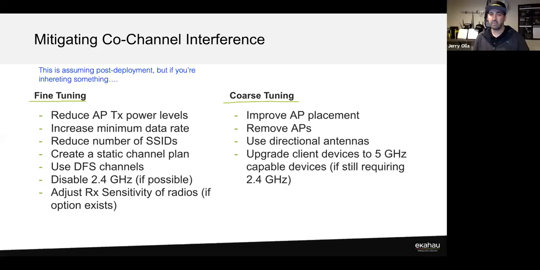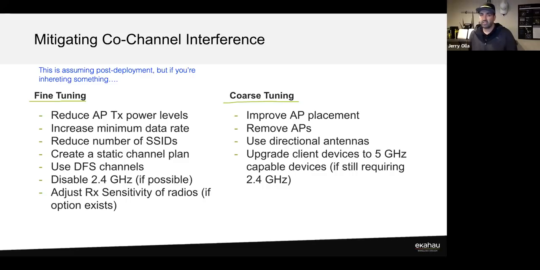But honestly, if it's a big open space and you're dealing with just free space path loss and have no physical obstructions to contain that signal, lowering the transmit power, even all the way down to the lowest setting, isn't going to do you a whole lot of good. We're going to have to do some more coarse tuning there. We're going to either need to lower those access points down from the ceiling, maybe put directional antennas on those, maybe even need to disable some of the radios, right? Or maybe even remove some of the access points.